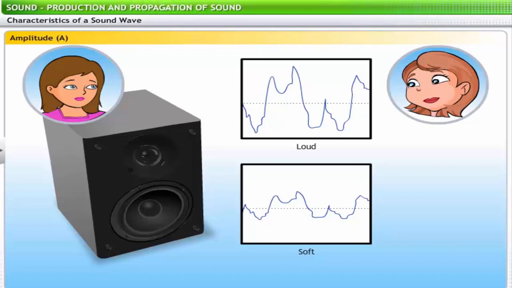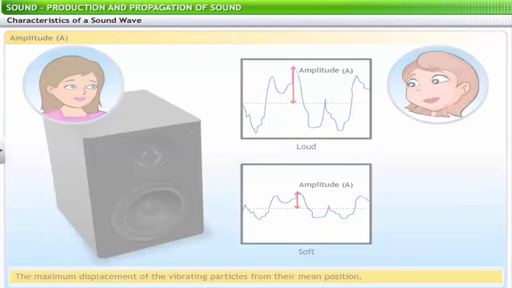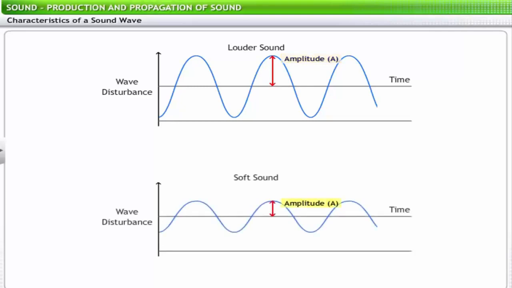What makes these sounds different? It is a characteristic called amplitude. The loudness of a sound depends on its amplitude. Amplitude of a sound wave is the maximum displacement of the vibrating particles from their mean position. It is represented by the letter A and depends on the force with which an object is vibrated. Greater the amplitude, louder the sound heard, and lesser the amplitude, the lower the audibility of the sound.